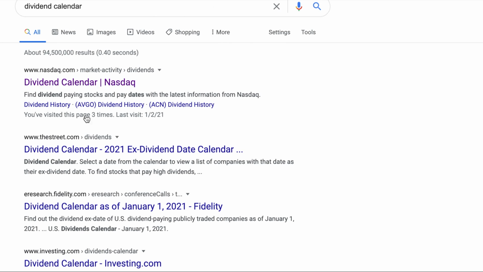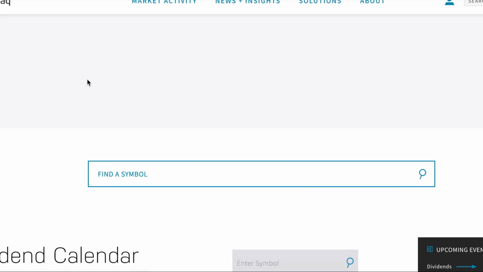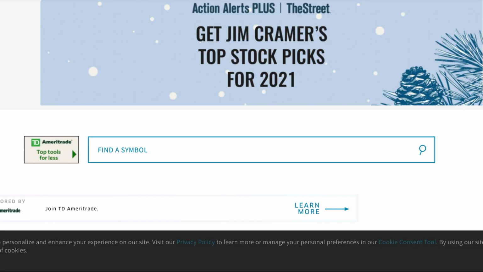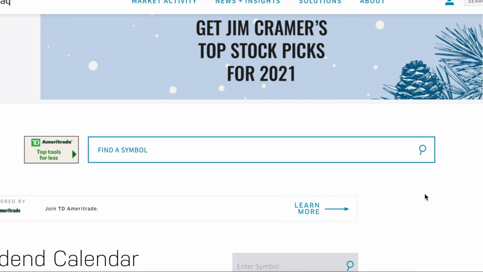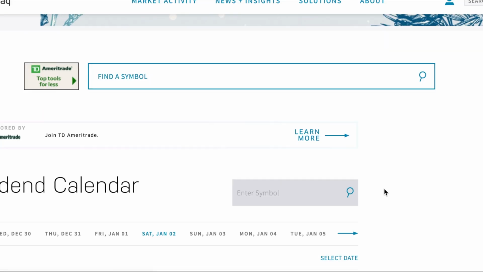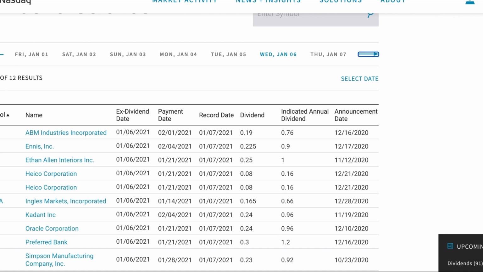So NASDAQ's pretty good. You always want to follow through and double check the dates here and actually check on the stock sites just to double check. So I like the NASDAQ dividend calendar to find dividend stocks. It has the symbol, the name, and the ex-dividend date. Don't forget you have to purchase it the day before this date.